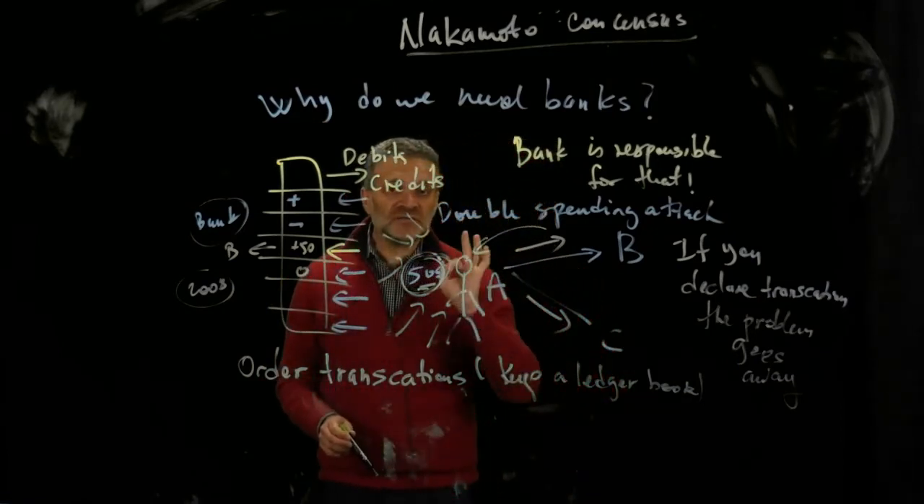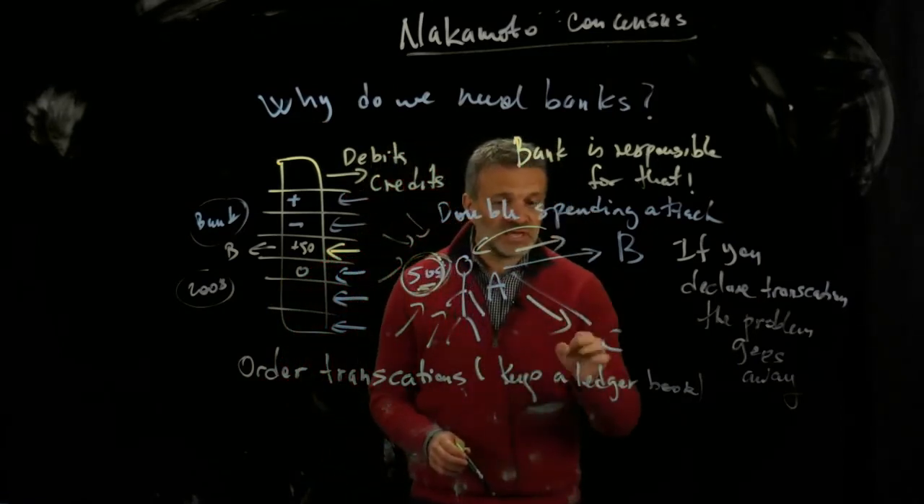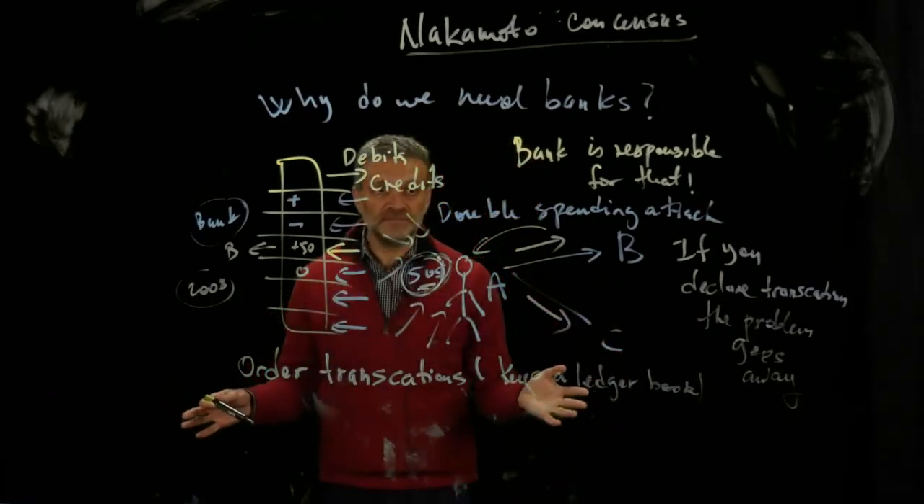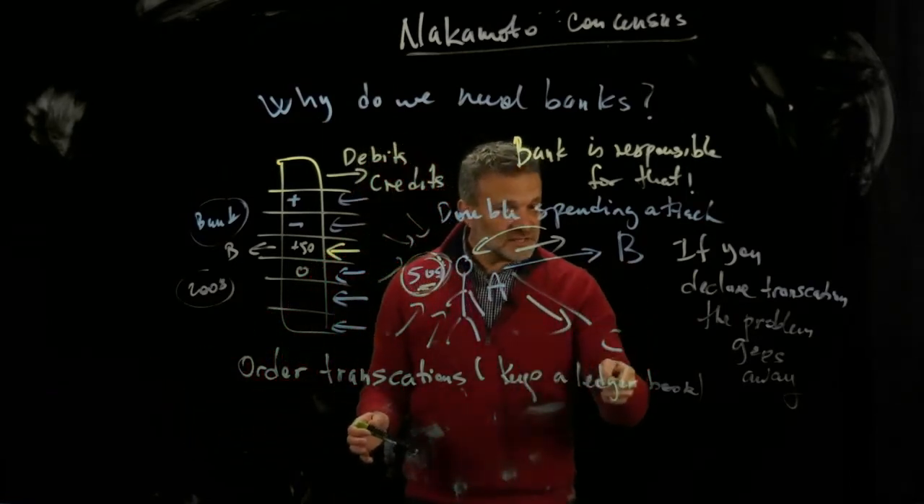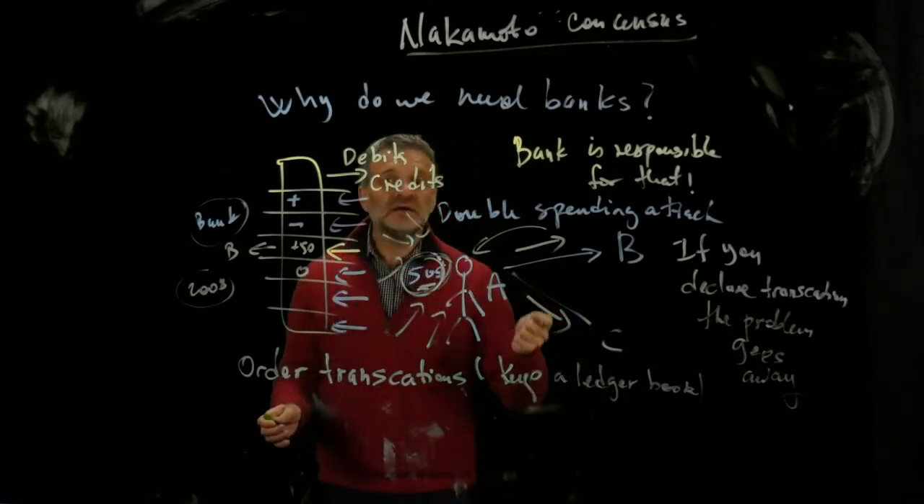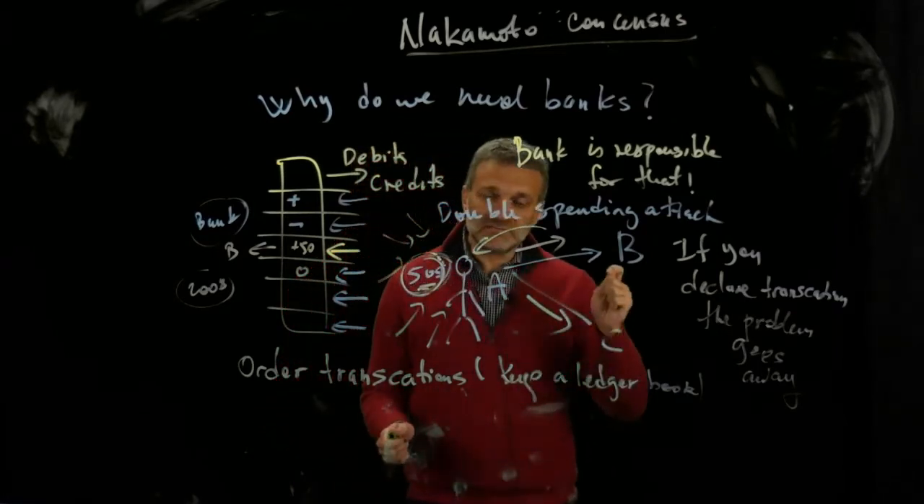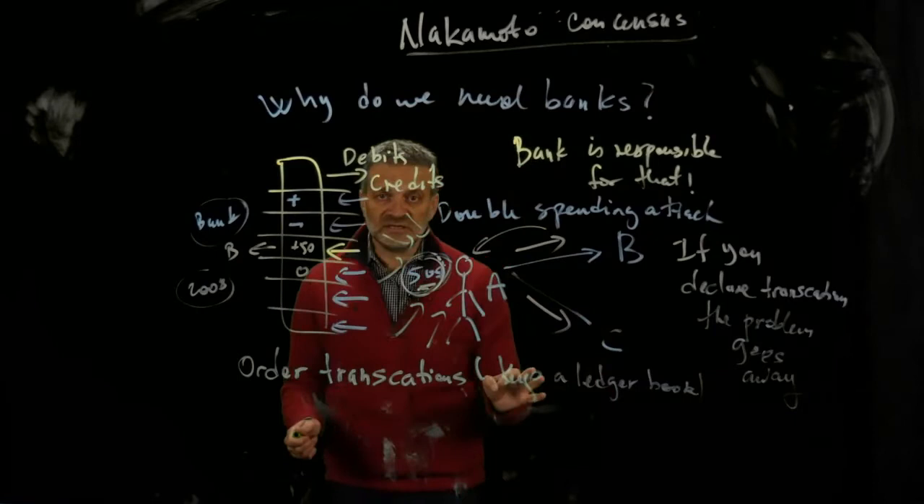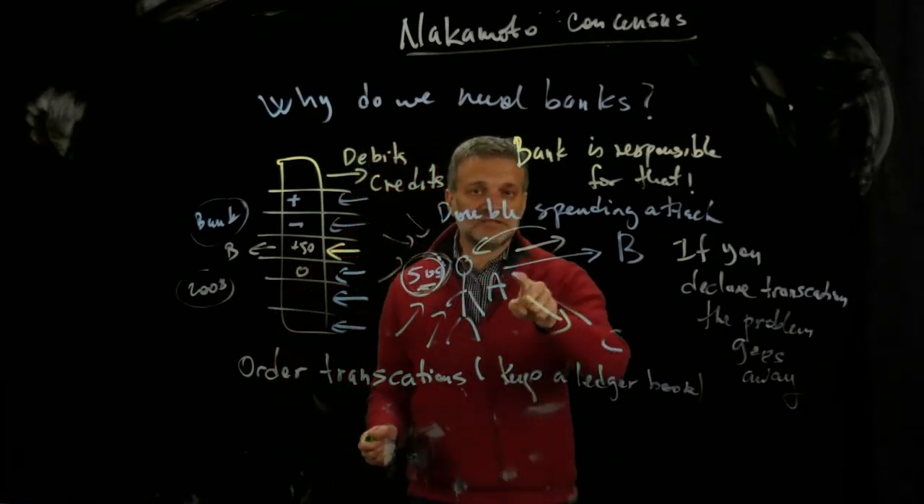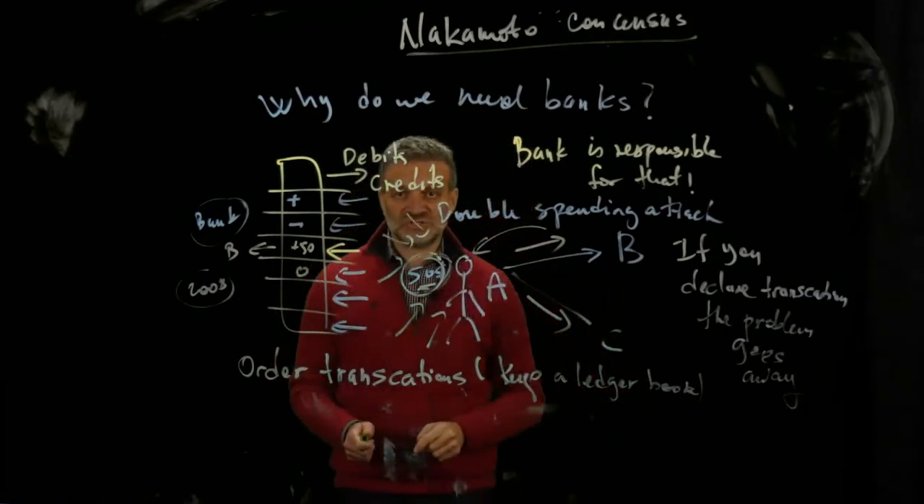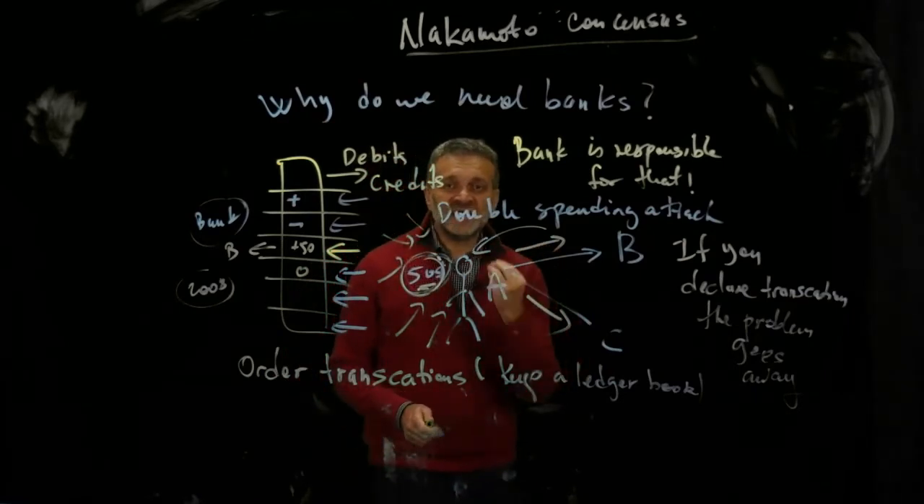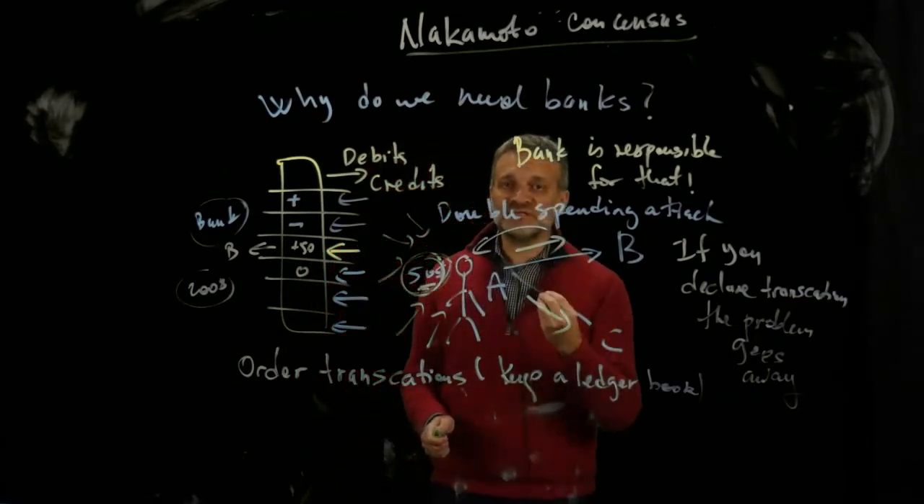So as long as the majority is not bribed, as long as Ellis didn't bribe all of them against Bob or Kai, the majority will decide. It's a democracy. The majority decides that this is the correct transaction. So that's the idea behind what we call the Nakamoto consensus.